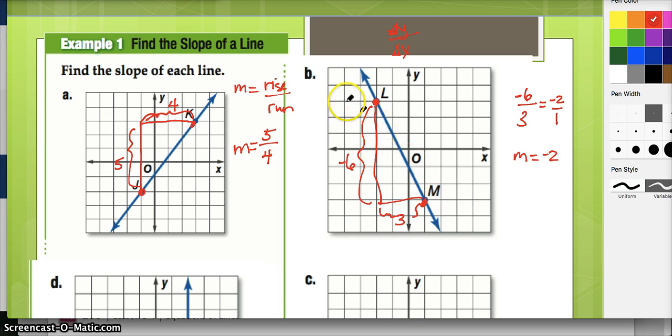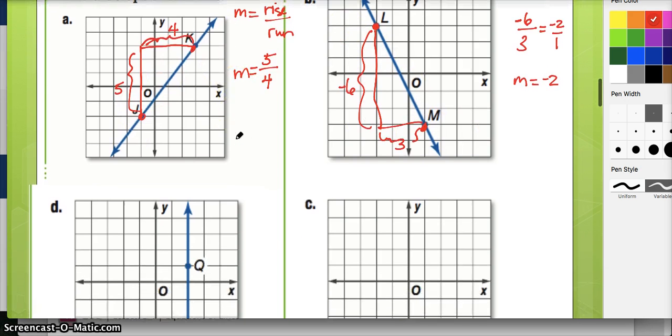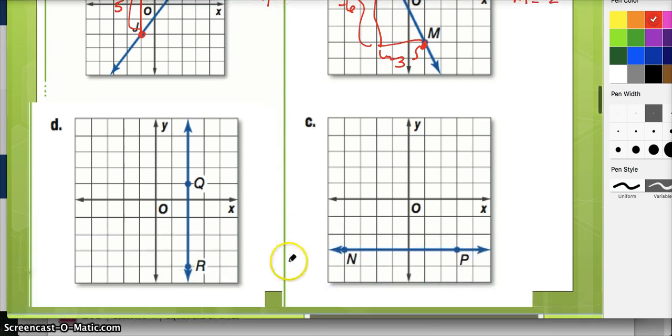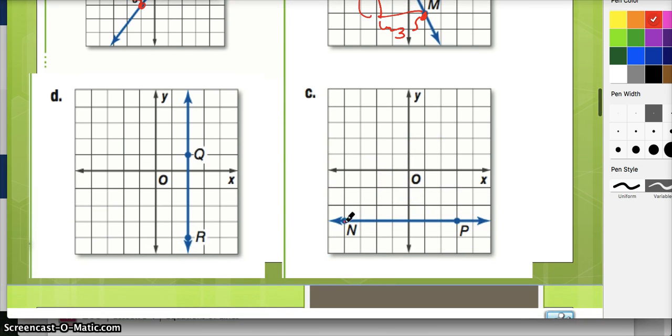All right, and you can see we get a negative slope and a positive slope following what we talked about before. Let's look at part C. Part C has 2 points here. And if you think about it, there is no vertical change. There is no delta y because the y value stays the same for both of these points. So since there's no change, I have 0 change for y.